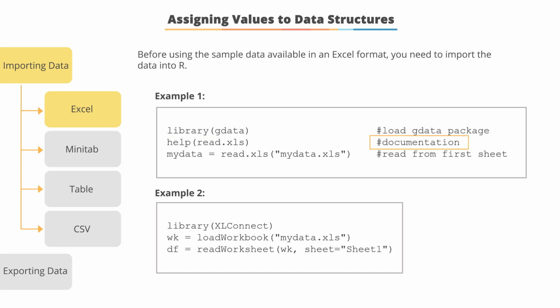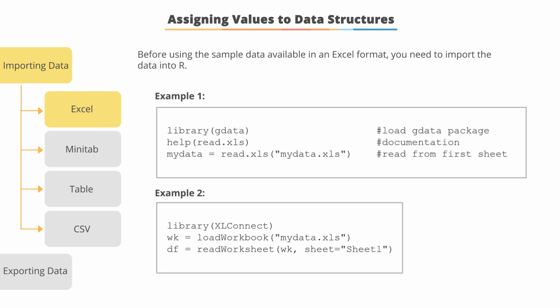If we want to look at the documentation, we can use help read.xls, which will show all the information in regard to the XLS files. And then whatever the first sheet is within that XLS file, we can say read.xls mydata.xls. And that's if we name that first sheet mydata. We can specify this for any of the sheets as well.